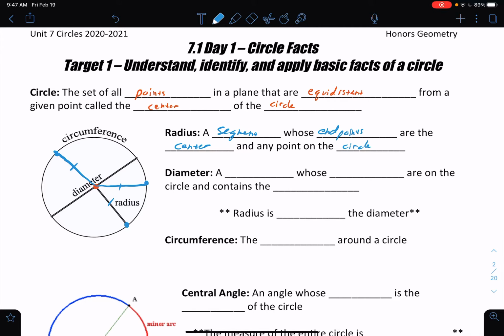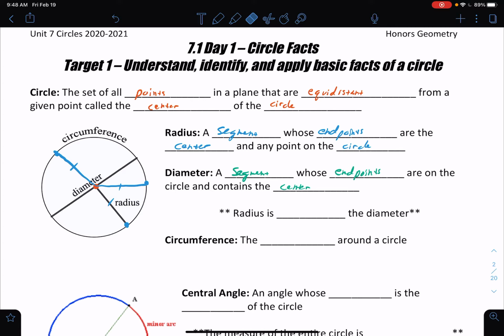Next up, we get a diameter. A diameter is a segment whose endpoints are on the circle and contains the center. So it must go through the center. Something like this, even though it has endpoints on the circle, is not an example of a diameter. It's an example of a chord, which we'll get into later on in the unit. So a diameter has to go through the center, but it ends on the circle.